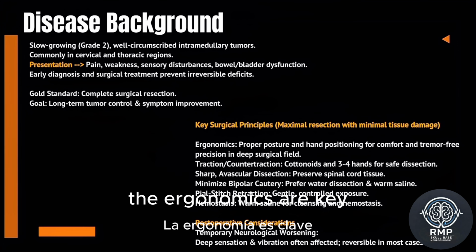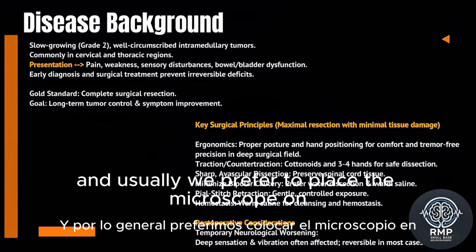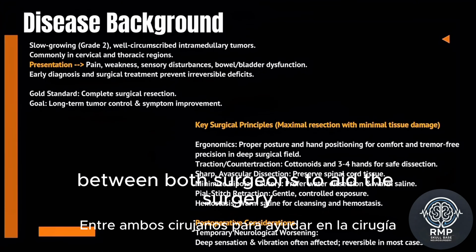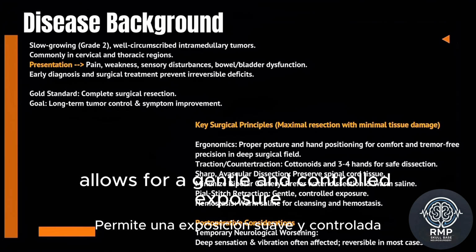The ergonomics are key. Sometimes you need an assistant for these cases. Usually we prefer to place the microscope between both surgeons to aid the surgery using four hands. Finally, the pia stitches retraction allows for a gentle and controlled exposure.